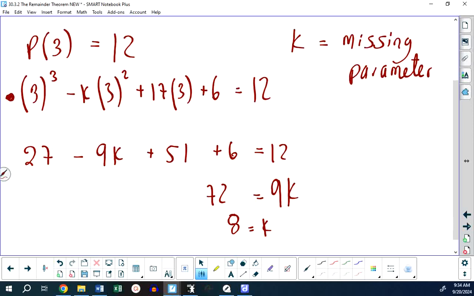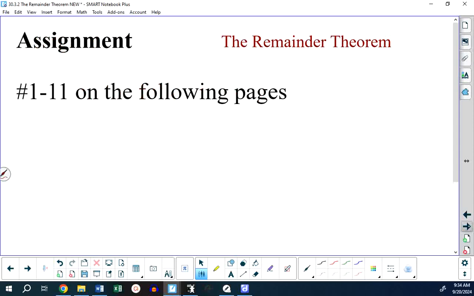That's it. That's all. So there are 11 questions on the pages following this lesson that you're working on. You have a little less than 15 minutes.